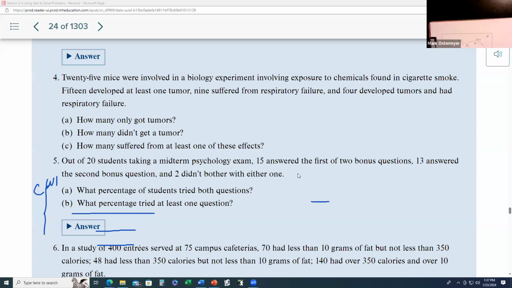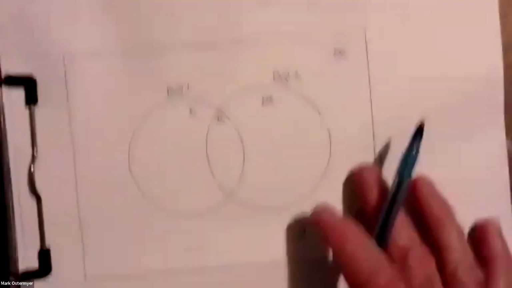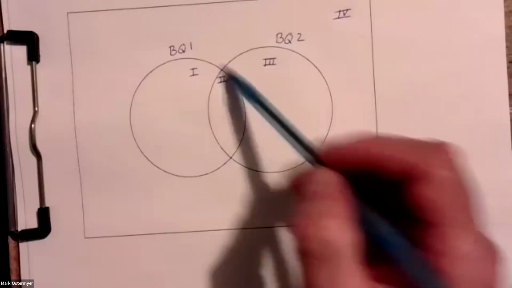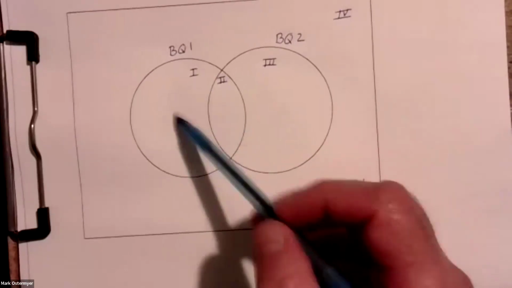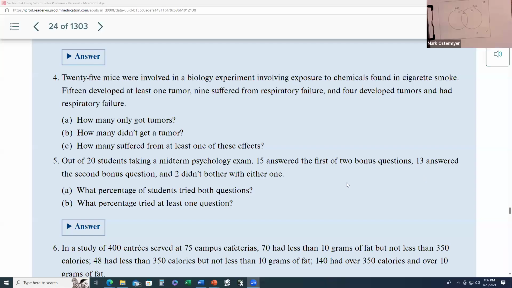There's actually two different ways you could interpret this. Could you interpret it as 15 yes belong in the bonus question one circle total, some of which are at the intersection? Or is it just 15 that are out here, who answered only bonus question one? That's a little vague, because that could be interpreted a couple different ways.